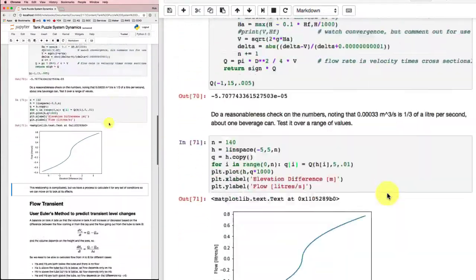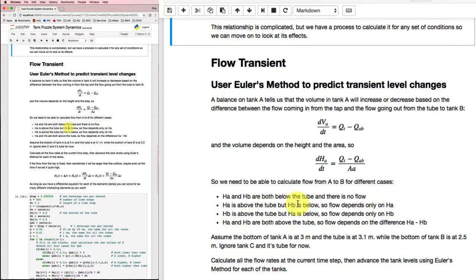Those are the cases we've got. Let's have a look at them. Both below the tube, no flow. Tank A is above, so the flow depends on HA. Oh, there's another one that we didn't talk about. Tank B is above, but tank A is below, so the flow only depends on the height in tank B. Now in this particular configuration, that's not going to happen because we've got the tap filling up tank A. But we'll consider it as part of the general case.